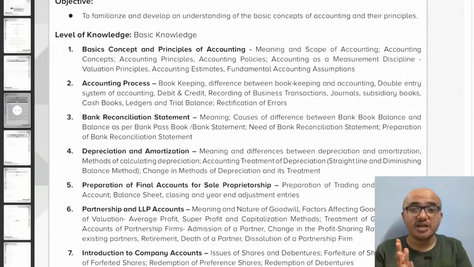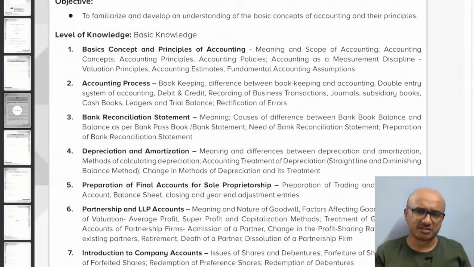Second, accounting process. So here we start the practical aspect of the syllabus. Bookkeeping, difference between bookkeeping and accounting. The double entry system of accounting is the most important aspect in the entire syllabus. That is chapter 2, and in chapter 2, this part, that is the double entry system of accounting. Debit and credit. What is debit, what is credit? Recording of business transactions, that is nothing but journal entries, ledgers, etc.